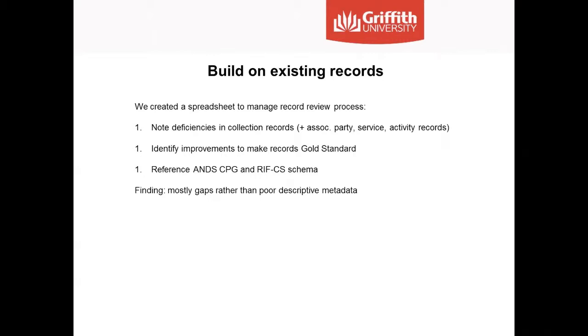So we created a spreadsheet to manage the record review process, to note the deficiencies in the collection records and the associated party, service and activity records, to identify improvements to make the records gold standard, and to reference the ANDS Content Provider Guide and the RIF-CS schema. The findings of this process were mostly gaps in the records rather than poor descriptive metadata. And we will talk about the specific gaps and how we filled them shortly in the slides about record enrichment and connections.